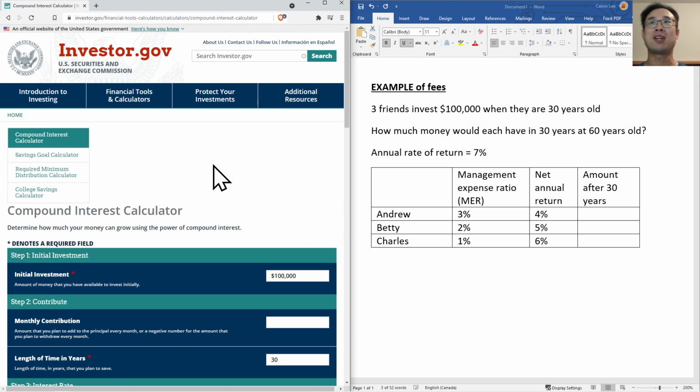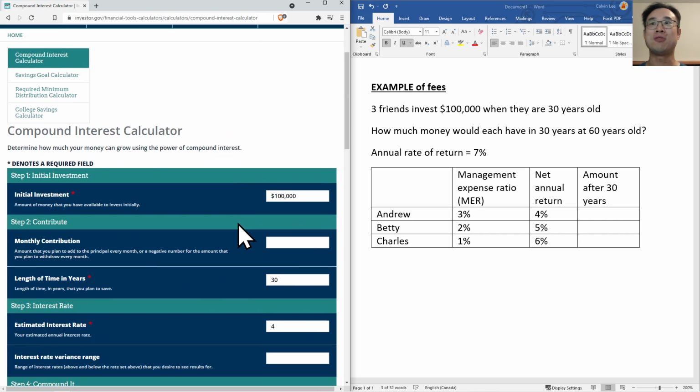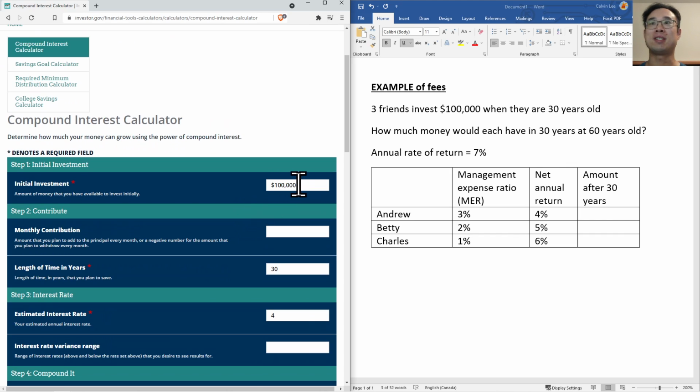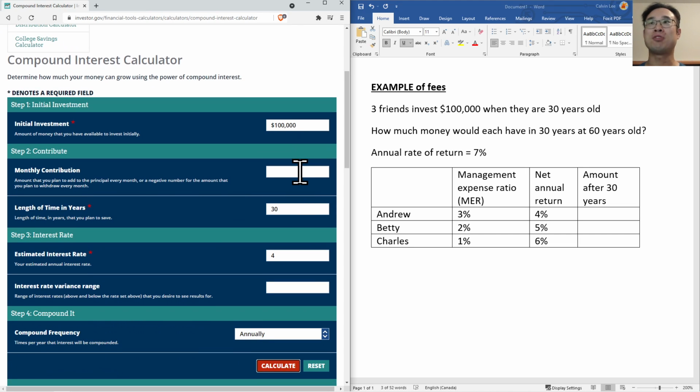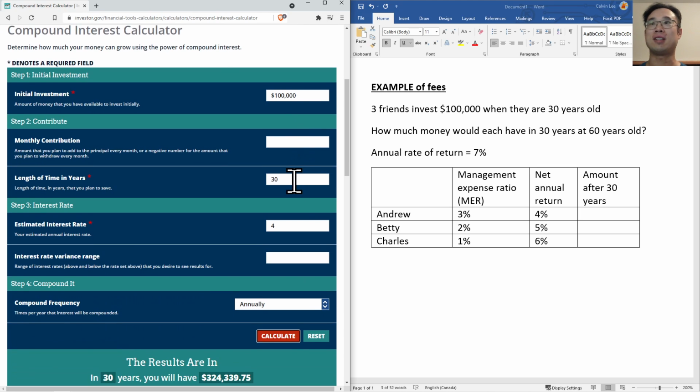So let's go into our calculator here. You can go into Google and search for compound interest calculator, and then pull up any of the calculators on Google. I'm going to use the one here on investor.gov, which is the US Securities and Exchange Commission's calculator, but any calculator will do. We're going to plug in the initial investment of $100,000. Let's say they're not going to do monthly contributions, and for the length of time, it's going to be 30 years.